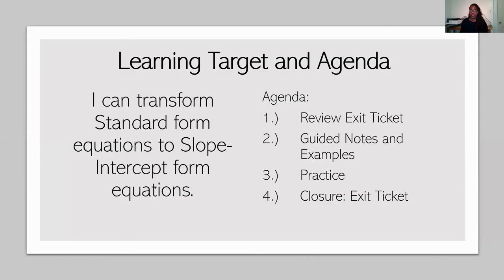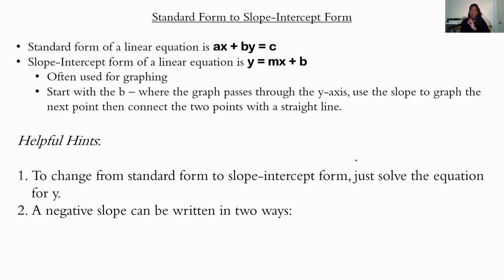Now we're going to look at our learning target. You should be saying to yourself, I can transform standard form equations to slope intercept form equations. We're going to go from standard form, which is ax plus by equals c, and transform it to y equals mx plus b. We already looked at the exit ticket, so that's already done. We're going to do some guided notes and some examples, and we're also going to get some practice before we look at the exit ticket for this lesson. Standard form to slope intercept form.